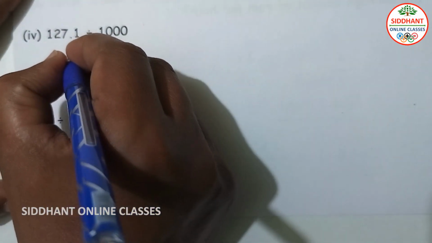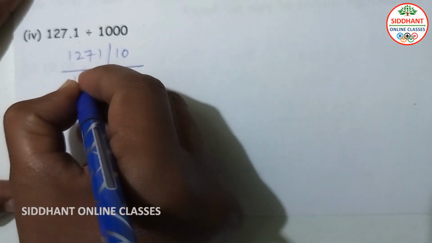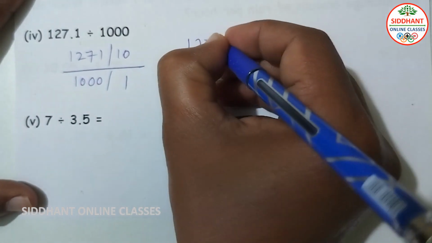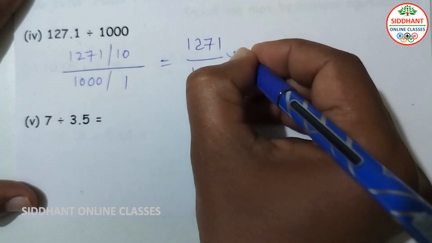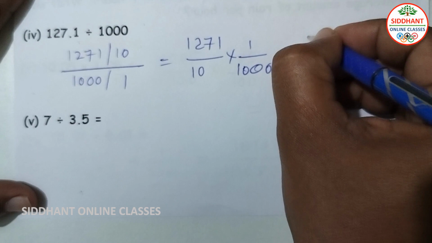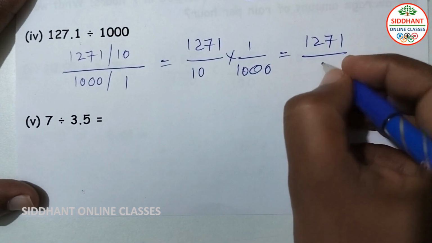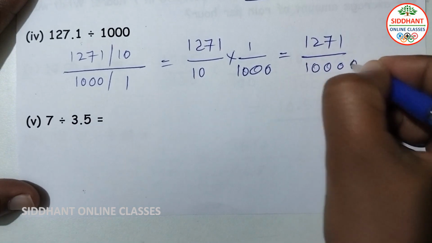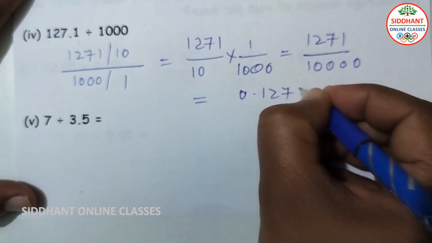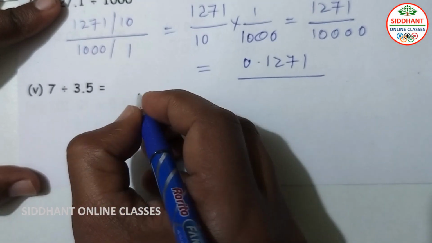Fourth one, 127.1 divided by 1000. 127.1 means 1271 by 10 divided by 1000 by 1, that equals 127 by 10 into 1 by 1000. 127 by 1000, that equals 0.1271.